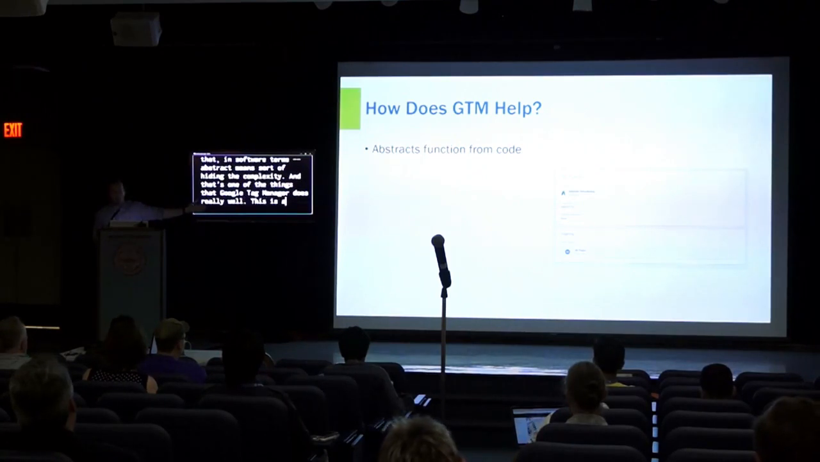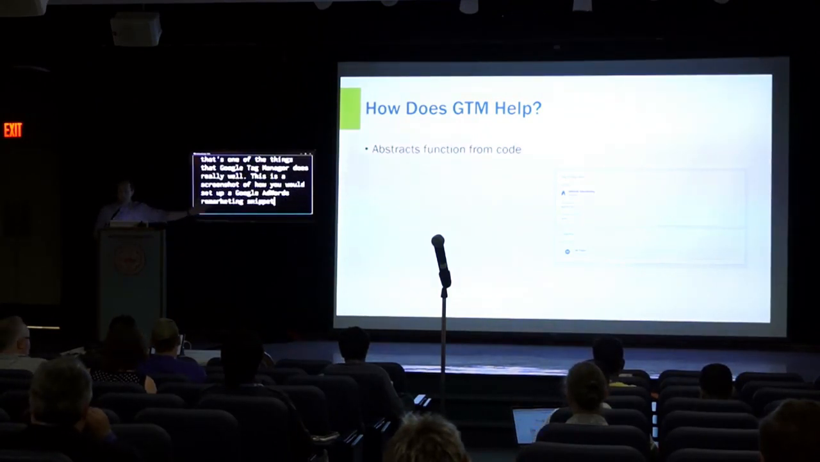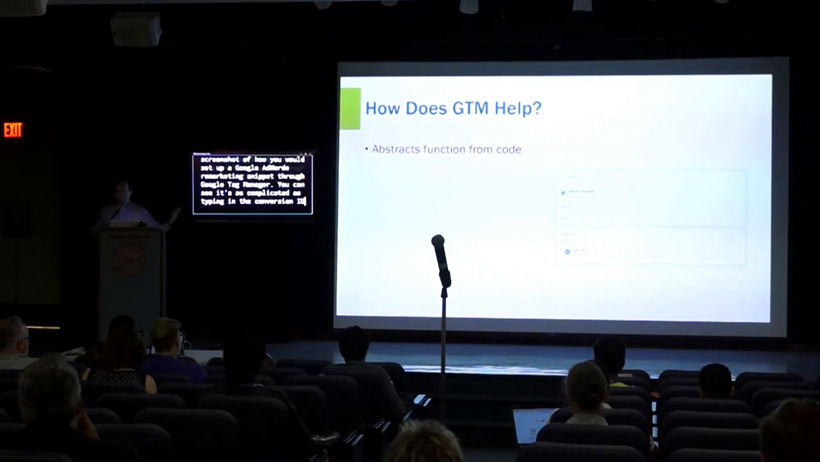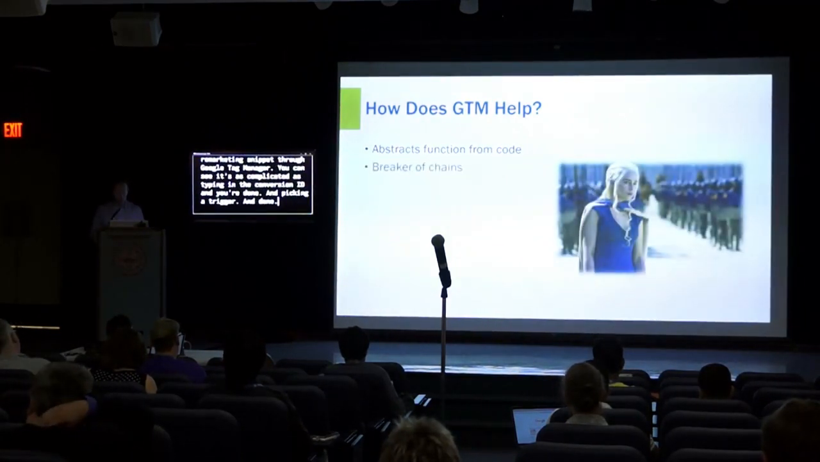This is a screenshot of how you would set up a Google AdWords remarketing snippet through Google Tag Manager. You can see it's as complicated as typing in the conversion ID and you're done, and picking a trigger and you're done. So it simplifies things.